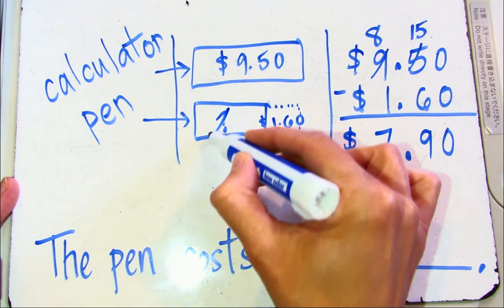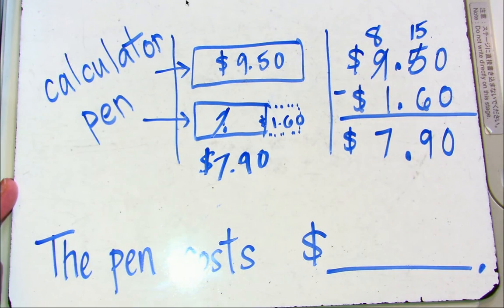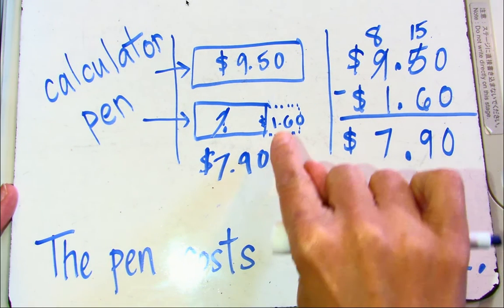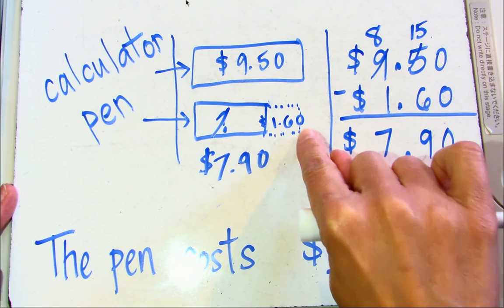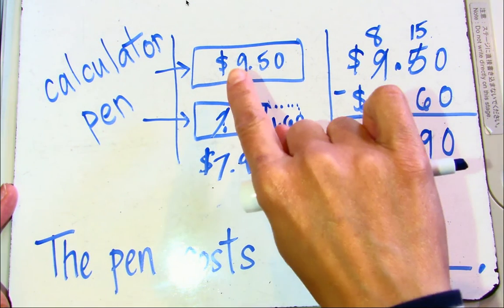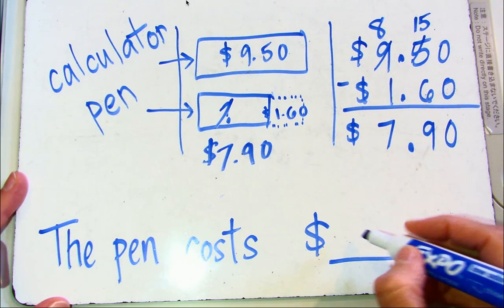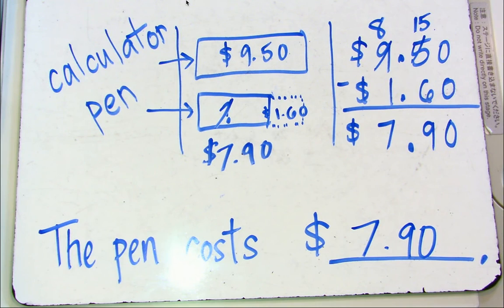Let's go back to our problem and think about, would that make sense? If the pen costs $7.90, is that $1.60 cheaper? I think so, because 7 plus 1 is 8. And then 90 cents plus 60 cents, well, that would be another dollar. So bump us up to $9.50, which is our whole number here. So that would make sense. So the pen costs $7.90.